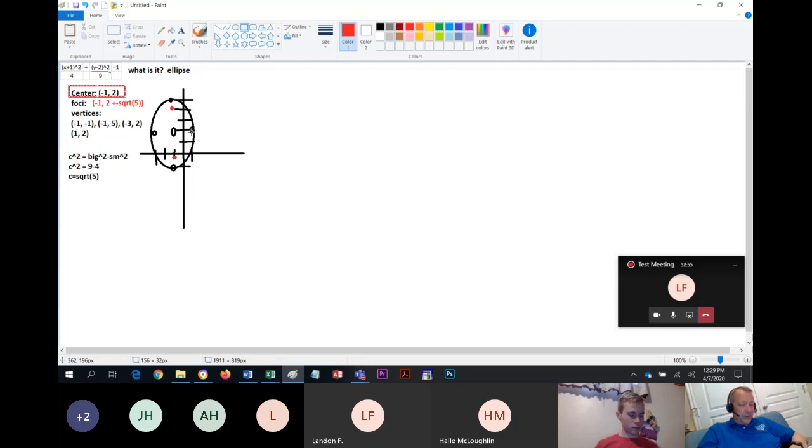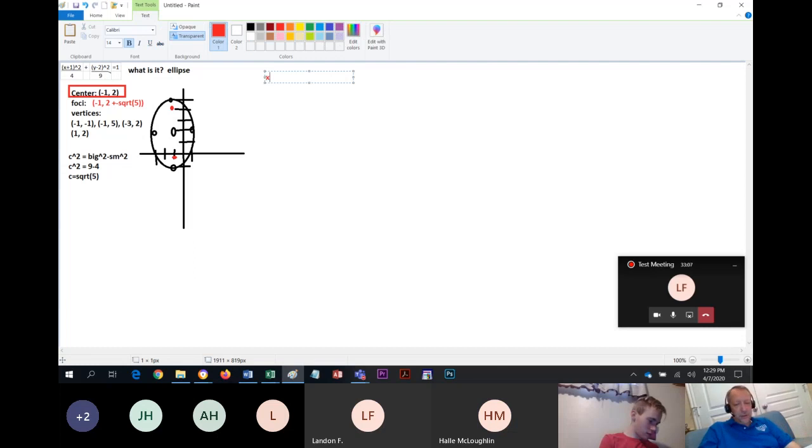So let's do another problem here. And let's say here that we have x squared minus 4x equals 8y minus 28. So my first question is, maybe I should put this above. What is it?